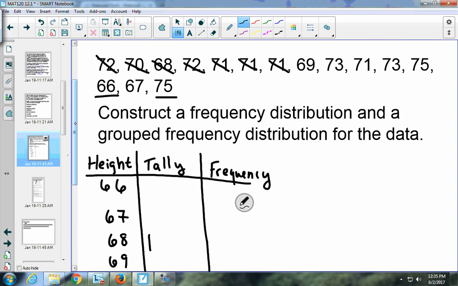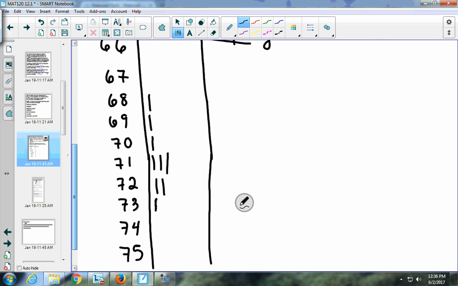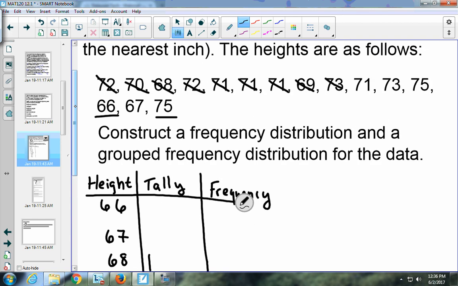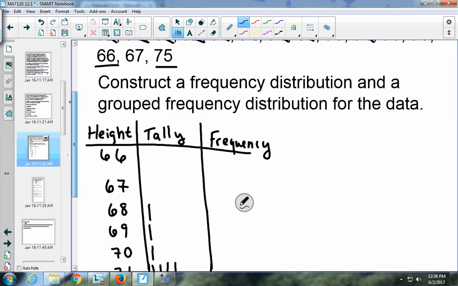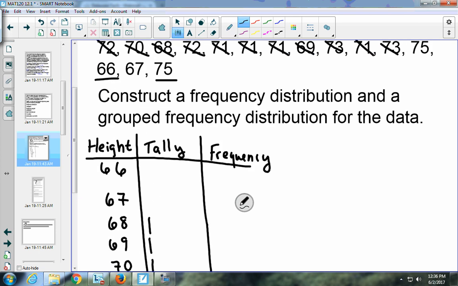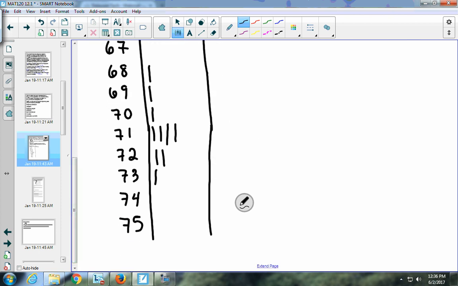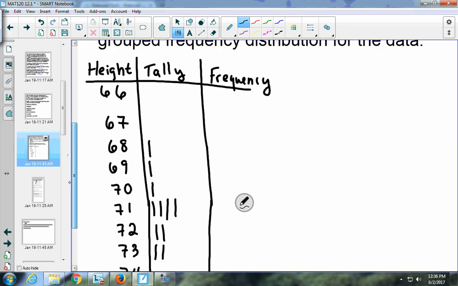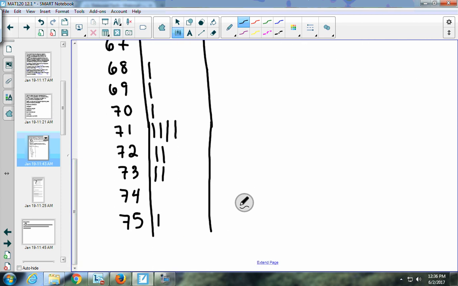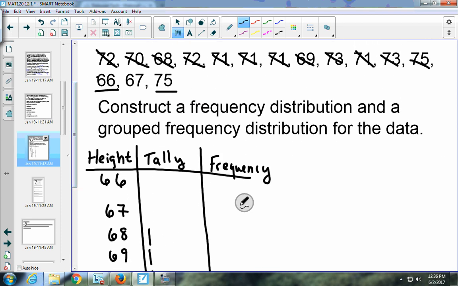I'm going to keep going. I have 69, 73, 71, 73, 75, 66, 67, and last 75.